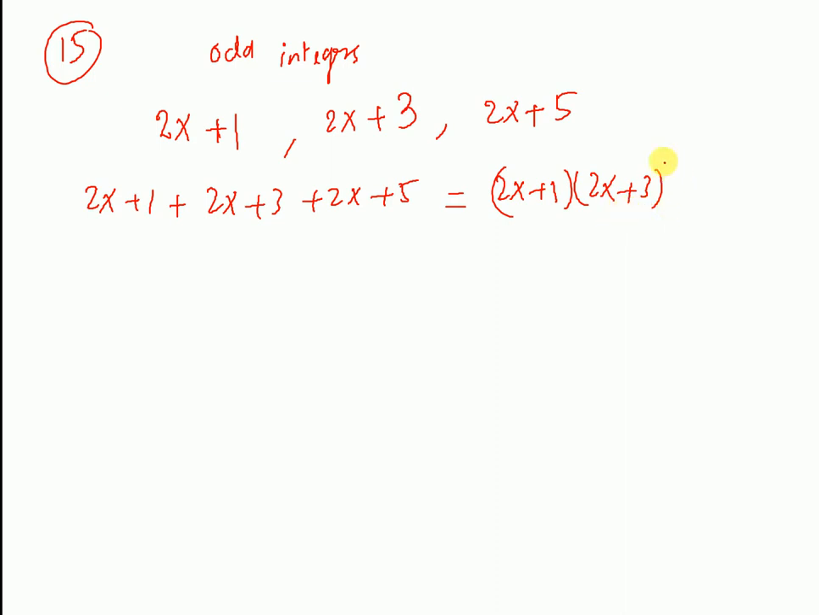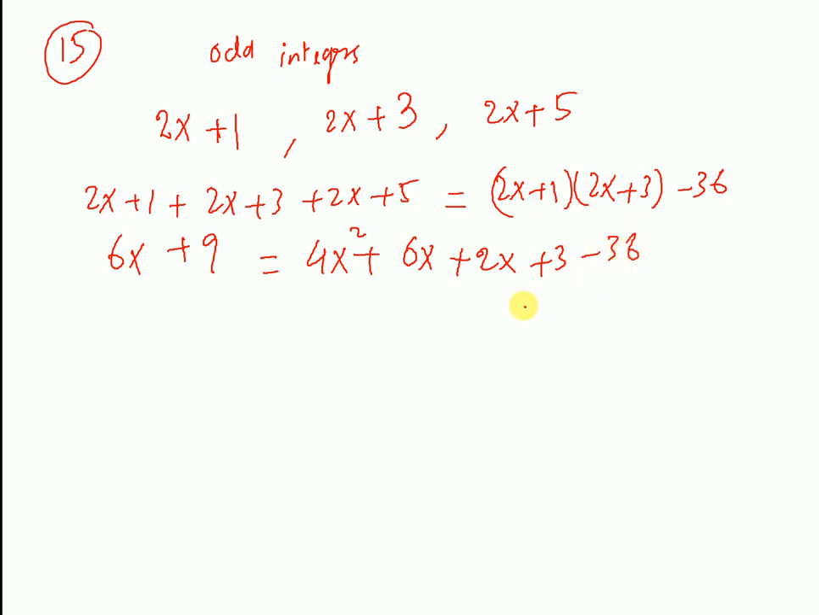36 less than, that means we subtract 36 from the product of these two factors. Now you can solve for x. So let's combine the like terms, 2x and 2x, that's 6x. 3 plus 1 is 4. 4 plus 5 is 9. And again, multiply using FOIL. So that's 4x squared plus 6x plus 2x and then plus 3 minus 36.